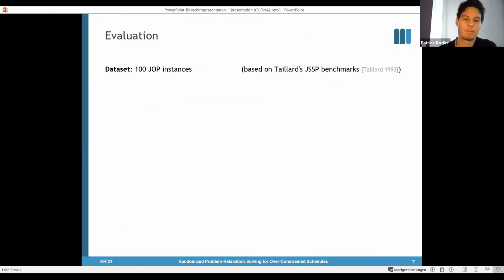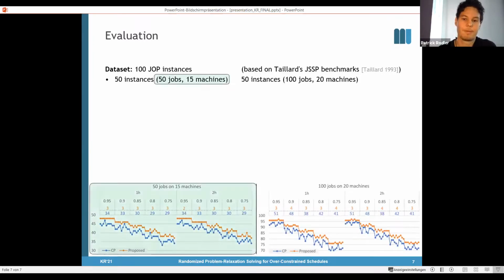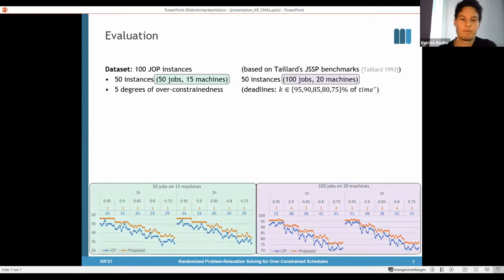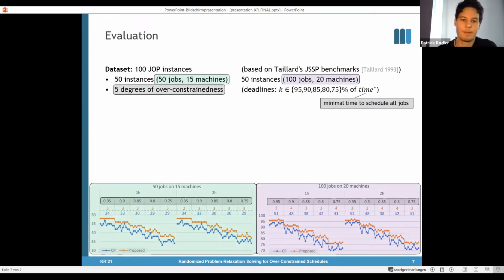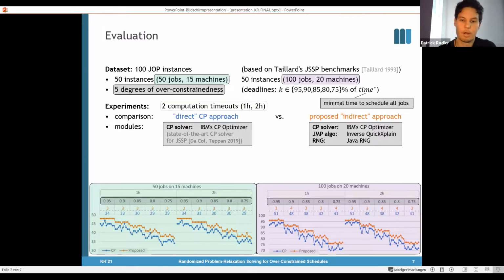We evaluated this approach by means of 100 JOP instances of different types and using 5 degrees of over-constraintness. And the experiments involved a comparison of the direct CP approach, which we discussed in the first slide, with the proposed indirect approach, where we instantiated the modules in terms of the CP solver. We used IBM CP Optimizer, which is currently a state-of-the-art CP solver for JSSP. And for the indirect approach, we used inverse QuickXplain as a JMP algorithm. Moreover, we had 2 different computation timeouts of 1 hour and 2 hours.